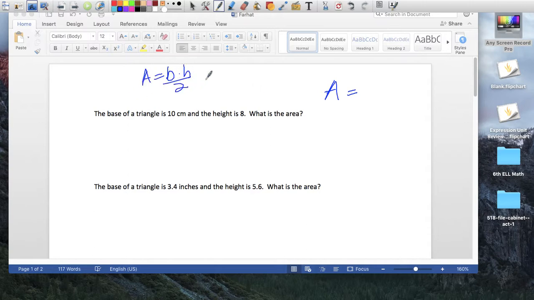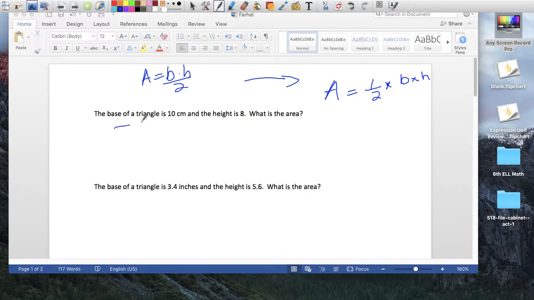height divided by 2. But another way of using it, it's half times, I'll use the x, times the base times the height. It makes no difference which one we use, but let's focus on this one. Okay, so let's substitute our variables, the letter A, the B, and the H, if they're given to us.